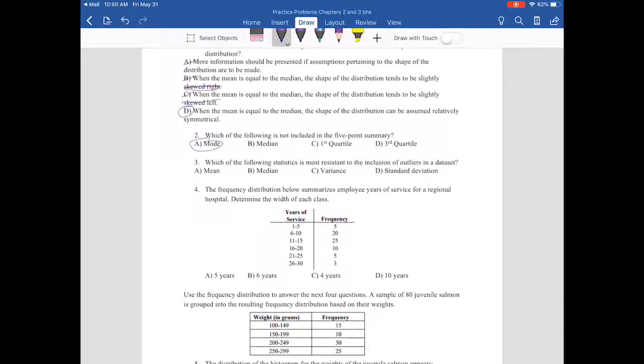When it comes to the other words here, most resistant: if something is fire resistant, it means fire is not going to affect it very much, right? So which of these statistics is resistant to the inclusion of outliers? Which one is not going to change completely when an outlier is included in a data set? Mean is definitely going to be influenced by an outlier, especially if it's very large. And if the mean is going to be affected by it, then so are the variance and the standard deviation, because those both use the mean in order to calculate. So it can't be any of those. So it is B, median.